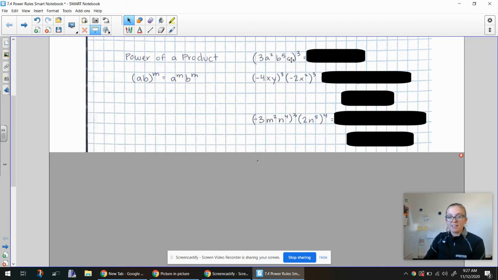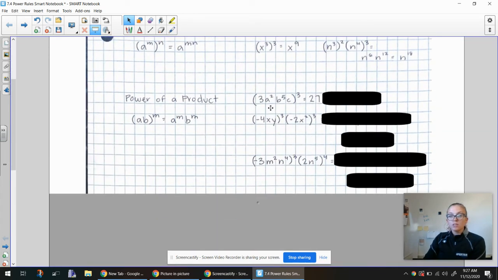3a squared b to the fifth, all to the third power, means I'm going to apply that third power to every single piece of the term in the parentheses. So I will start with 3 to the third power. 3 times 3 times 3 is 27. A squared to the third power, we're going to use our power of a power rule. A squared to the third power is a to the 6th because 2 times 3 is 6. B to the 5th to the third power is b to the 15, and c to the third power is c to the 3.